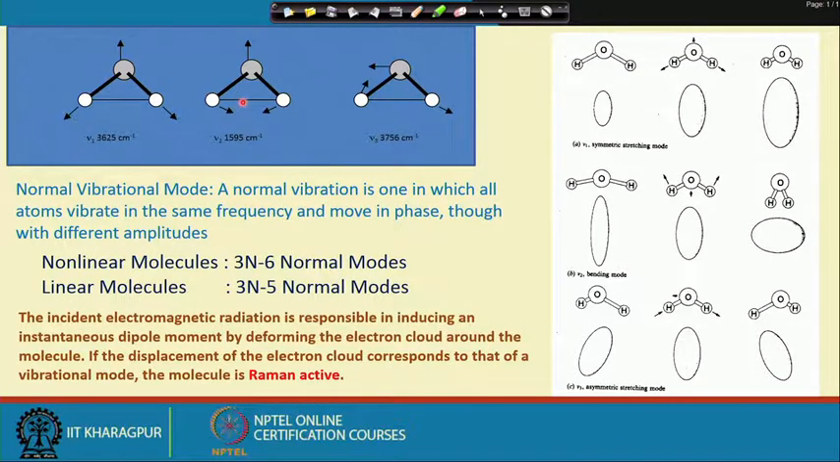So, if we have a molecule of water in which there are 3 atoms, 3 into 3 is 9, 9 minus 6, so there are 3 fundamental or normal vibrational modes, which are nu 1 as 3625 centimeter inverse, nu 2 as 1595 centimeter inverse, and nu 3 as 3756 centimeter inverse.